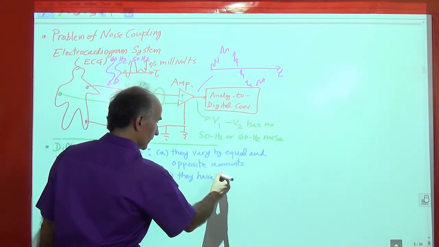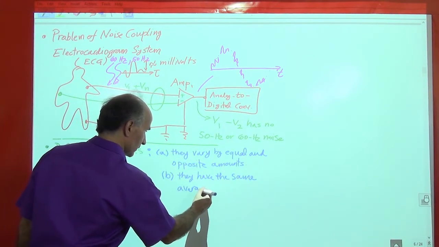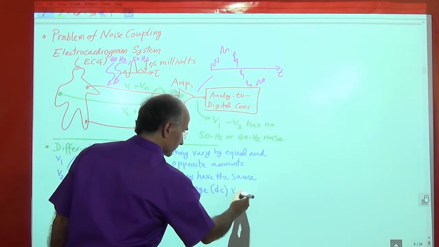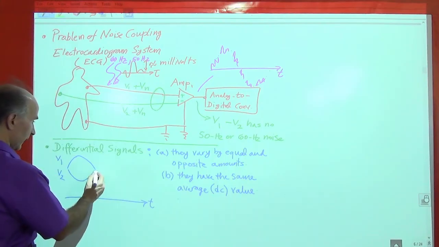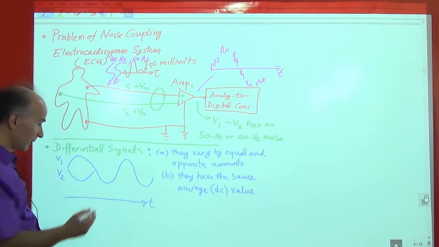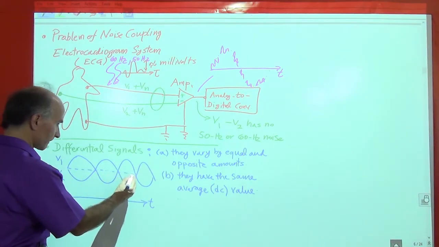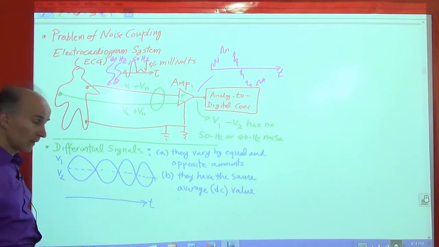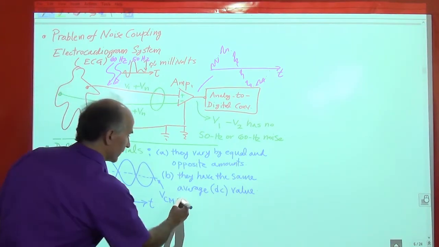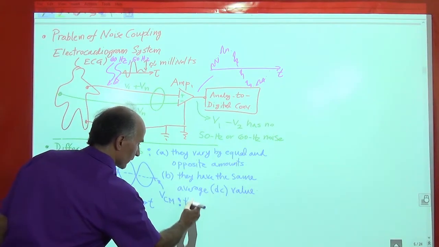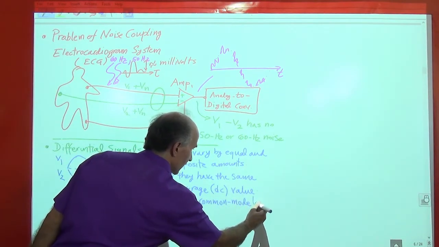Okay. The second condition that is also necessary here is that they have the same average, or as we call it, DC value. So if I continue this waveform for a while, what I should see is this. That I should see this goes up and down, let's say as a sinusoid. This also goes up and down like that, and they have the same average value, which is this one here. Okay, so this average value actually has a name. We will call it VCM, and we will call this the common mode level.